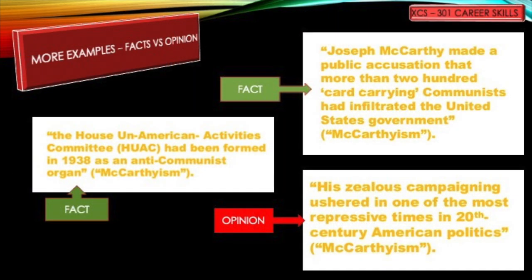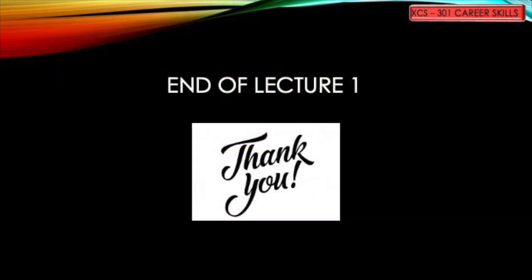Let's look at another one. The House Un-American Activities Committee, HUAC, had been formed in 1983 as an anti-communist organ. Here it is presenting the name of a committee and a year, so it is a fact. Joseph McCarthy made a public accusation that more than 200 card-carrying communists had infiltrated the United States government. Again, this is a fact because it can be verified. Next, his zealous campaigning ushered in one of the most repressive times in 20th century American politics. The word most is an indication for you to figure out that this is an opinion. It is arguable. I hope with these examples you are able to clearly differentiate what is a fact, what is an opinion, what words indicate a fact, and what words indicate an opinion.